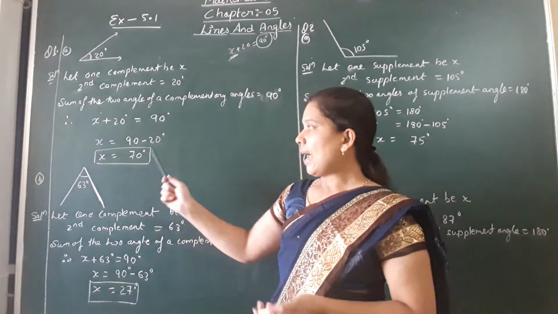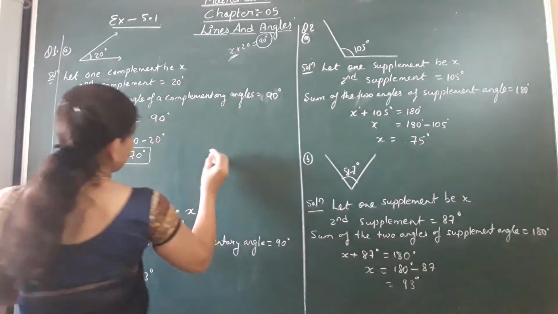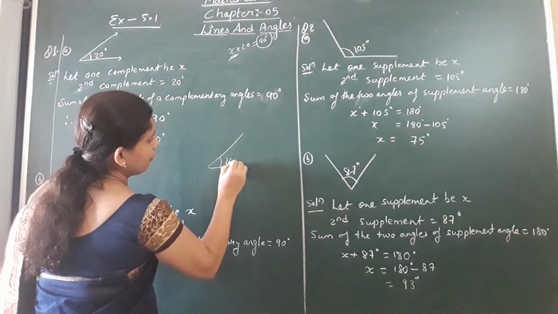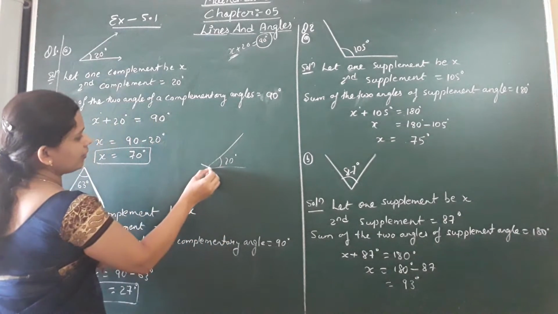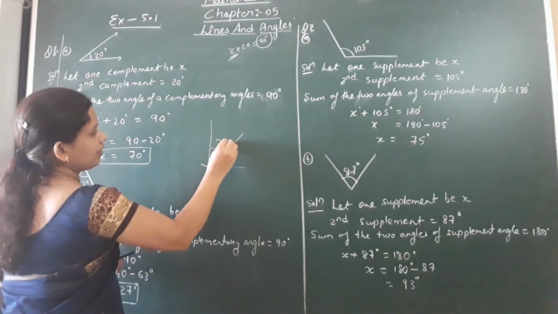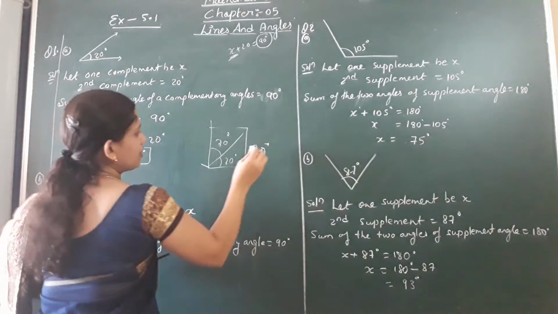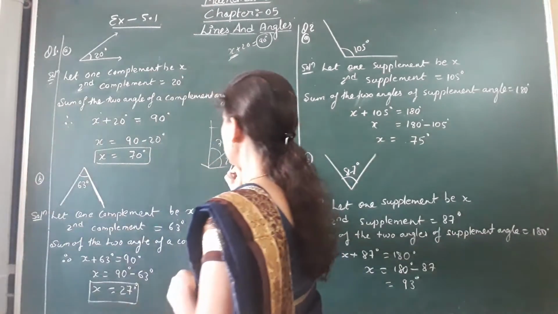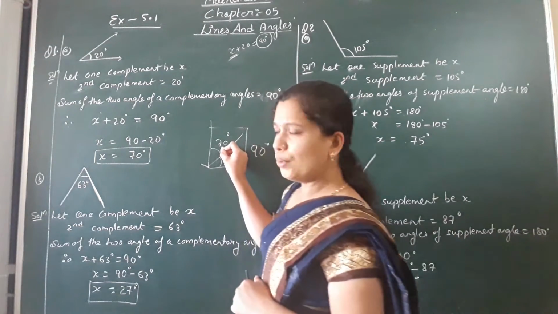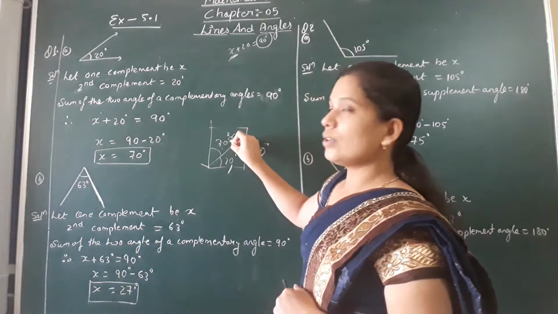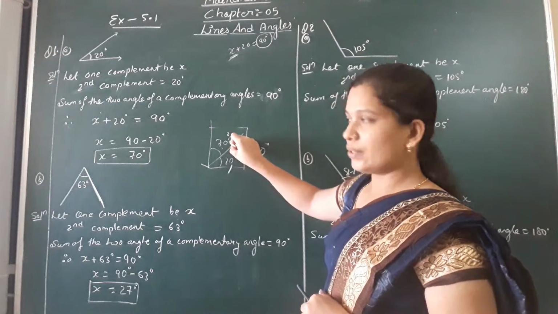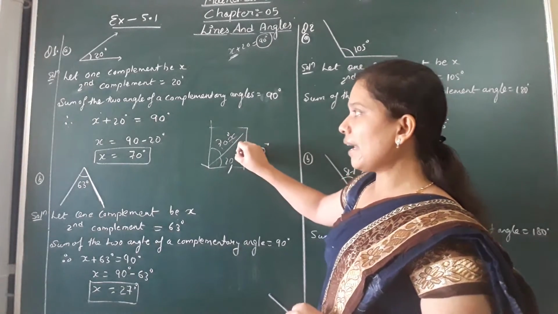Clear, everyone? And remember that this 20 degrees will be added with the 70 degrees, this is the 70 degrees, to make 90 degrees. That's why this one is known as the second complement. The value that we found is known as the first complement. Okay, these are the complementary angles.